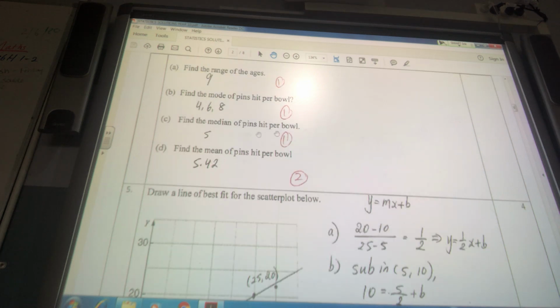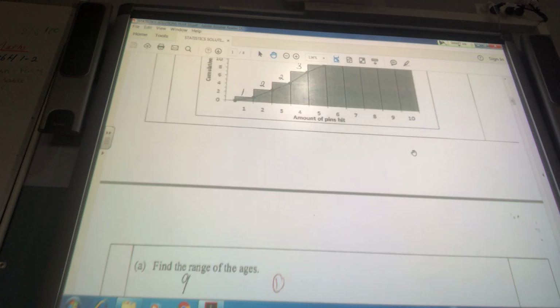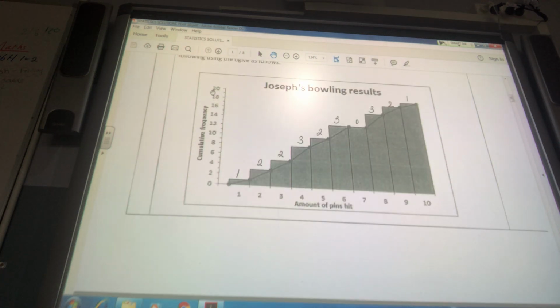Question C, find the median of pins. How many scores do you have? You have 19 scores. Right? To find a median, n plus 1 over 2, 19 plus 1 over 2. So the 10th number is going to be your median. So 10th number, you go to the graph, it's equal to 5.